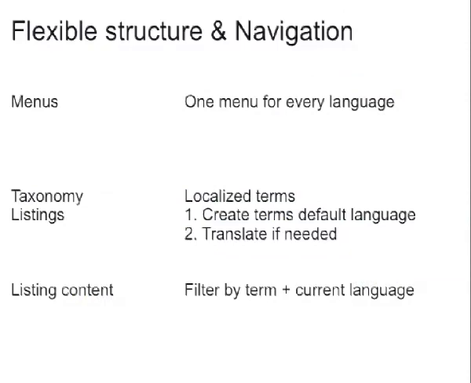The other thing is a very, very flexible structure and navigation. As I said, I might post something in English today that I might translate that day, or I might not translate. So you want to have a very, very simple taxonomy in which terms might be translated, if they need translation. And we have content listings that are determined by term and language. So this is basically the logic determining the listing, and then content listings depending on term.